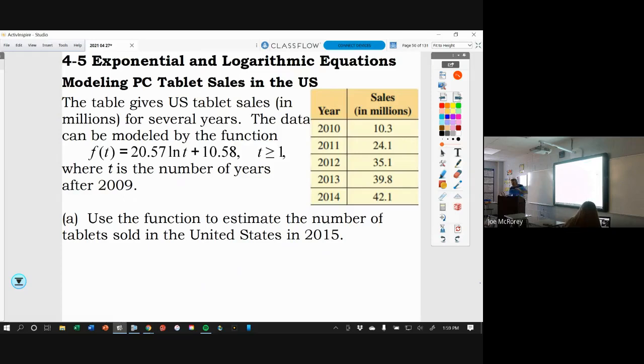What does it say t represents? The number of years after 2009. Okay. If t is the number of years after 2009, when does 2015 happen? 6 years later. 6 years after. So all this question is asking us is what is f of 6? 20.57 natural log of 6, plus 10.58. And you just type that in the calculator.